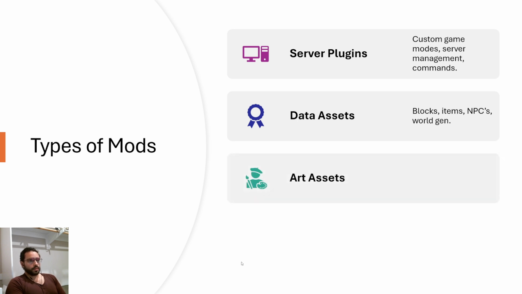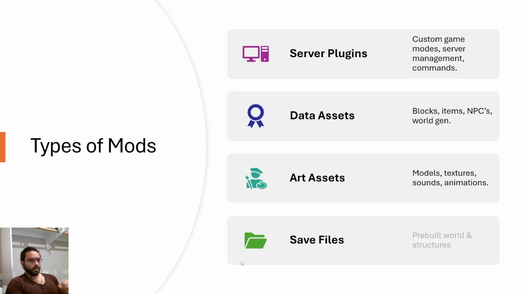The third one is art assets, basically the look and feel of the game. You can change textures, models, sounds, and animations of anything already in the game. And the last one is save files. This one is more basic. It's kind of like you went into creative mode, built something, and now you want to share it so others can download it and use it. So you would make that kind of mod.